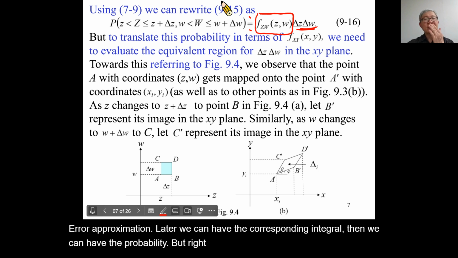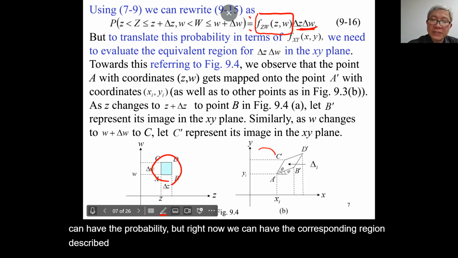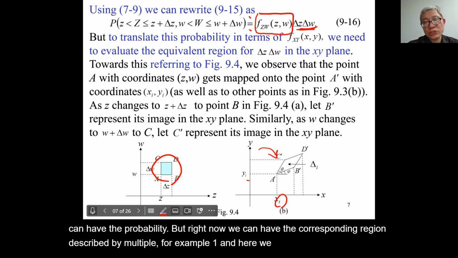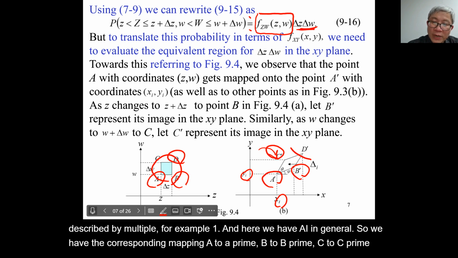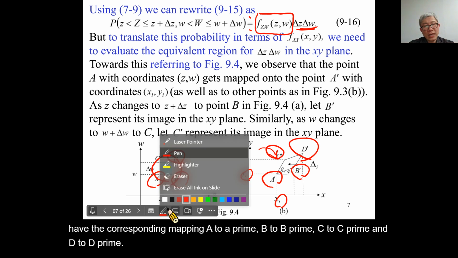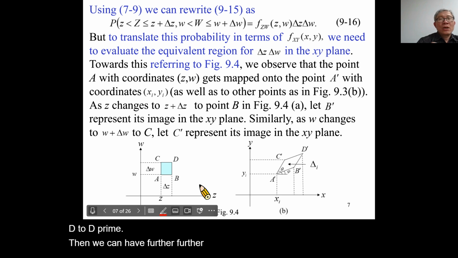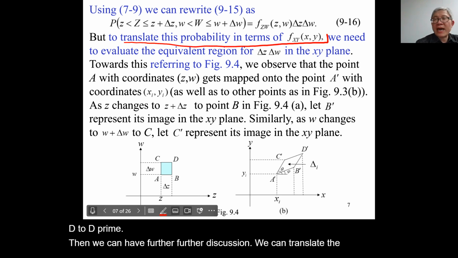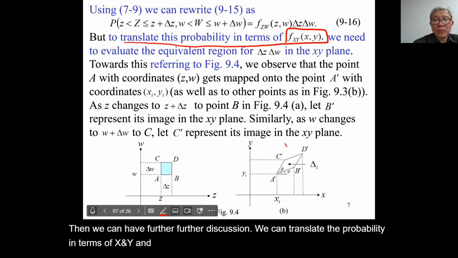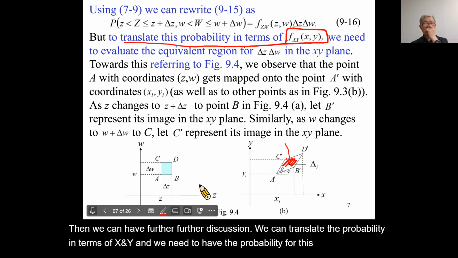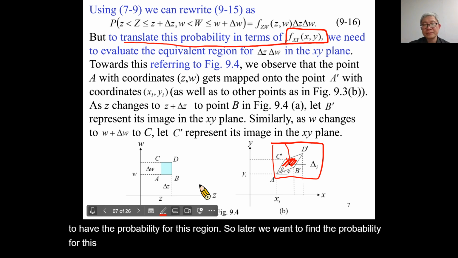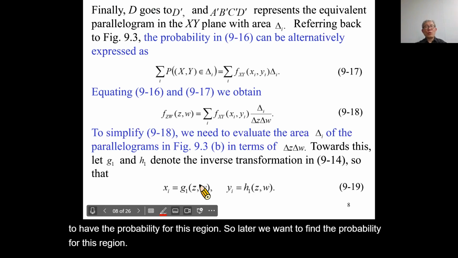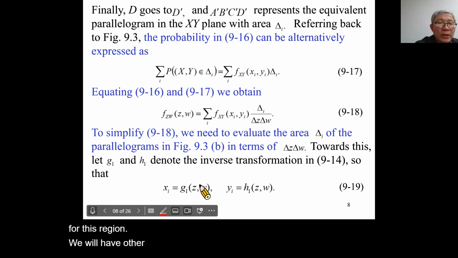But right now, we can have the corresponding region described by multiple points, for example, 1, and here we have i in general. So we have the corresponding mapping A to A prime, B to B prime, C to C prime, and D to D prime. Well, then we can have the further discussion. We can translate the probability in terms of X and Y, and we need to have the probability for this region. And how to have the probability for this region? So later we want to find the probability for this region.